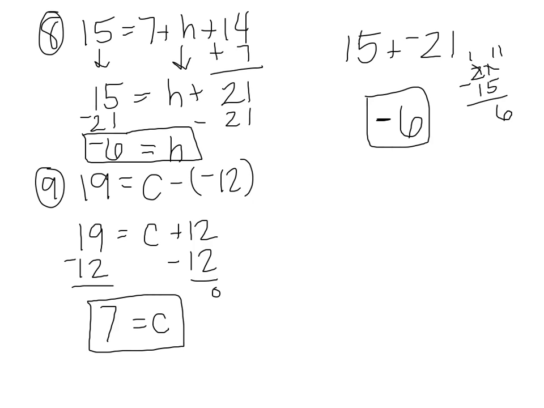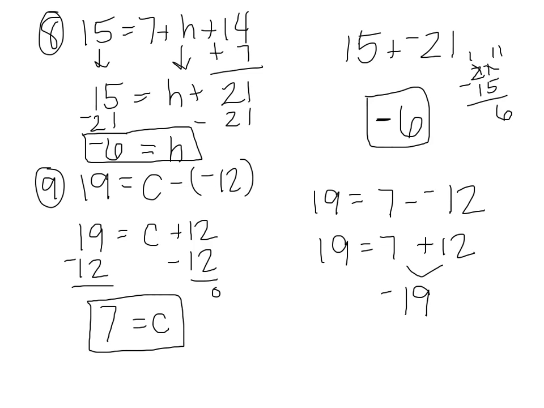So we can check that. Let's check it. 19 equals 7 minus a negative 12, which really is saying 19 equals 7 plus 12. 7 plus 12 is 19 equals 19. We know it checks out because that is a true statement. 19 does equal 19. Check out, we're good to go.